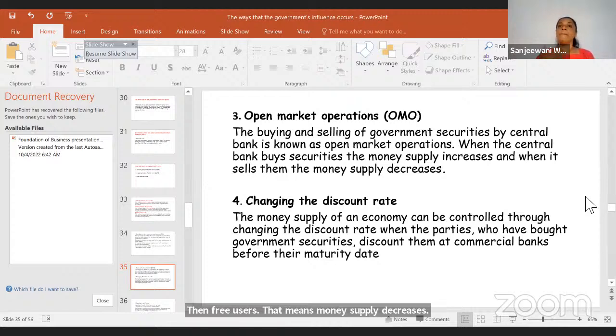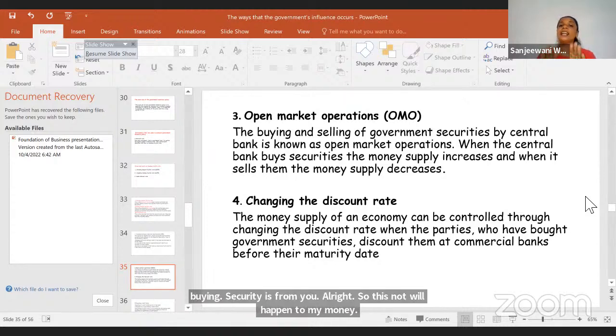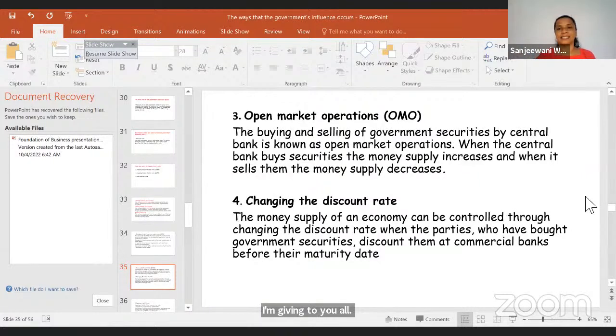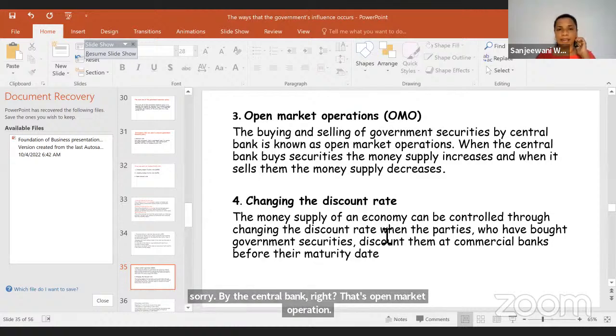So if I'm the central bank and I'm buying securities from you, then what will happen to my money? I'm giving it to you all, right? Then your money increases. That means money supply increases. That is open market operation: buying and selling of government securities by the central bank, right? That's open market operation. Then the fourth one is changing the discount rate.